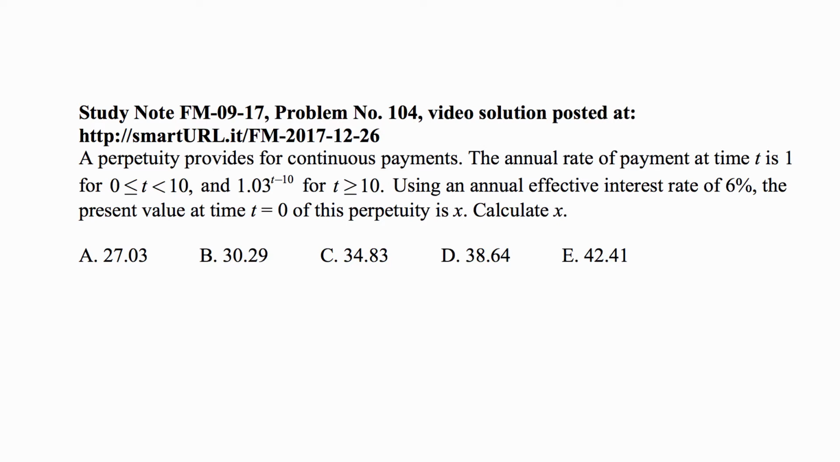It's a problem for exam FM, Financial Mathematics. A perpetuity provides for continuous payments. The annual rate of payment at time t is 1 for t between 0 and 10, and 1.03 to the power t minus 10 for t greater than or equal to 10. Using an annual effective interest rate of 6%, the present value at time t equal to 0 of this perpetuity is x. Calculate x.